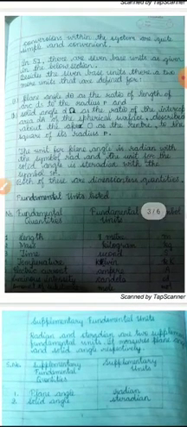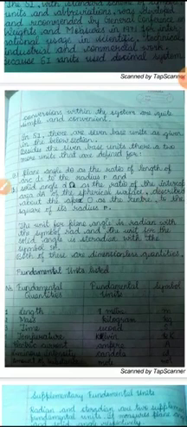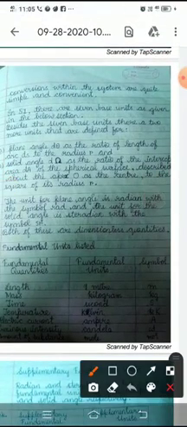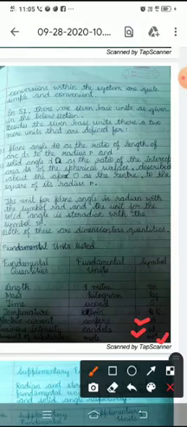Now we will discuss the fundamental units. Fundamental quantities are mass, length, time, temperature, electric current, luminous intensity and amount of substance. Their fundamental units: for length meter, mass kilogram, time second, temperature Kelvin, electric current ampere, luminous intensity candela, amount of substance mole. Their symbols: meter m, kilogram kg, second s, Kelvin K, ampere A, candela cd, and mole mol.